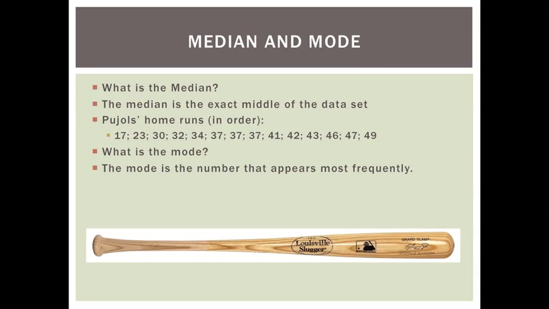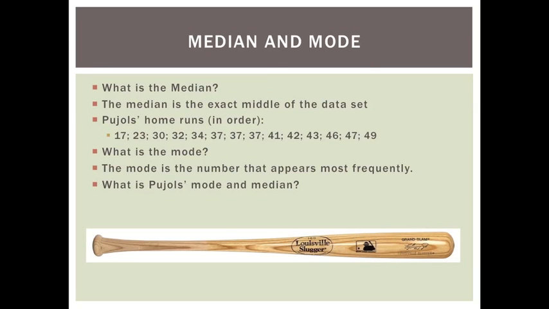So when you're looking at this, it tells you a number of different things. The median tells you the exact middle of the data set, of how many home runs he had, what the exact middle of his highest season and lowest season would be. Half the seasons were higher, half the seasons were lower. And the mode can help you pick out a trend, especially if there's a larger data set, to see what appears most often.